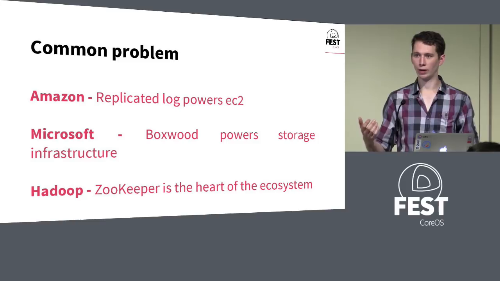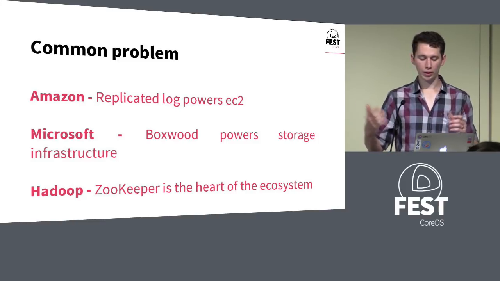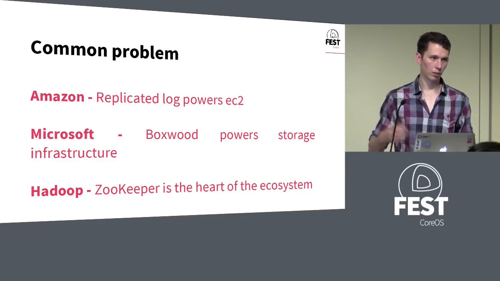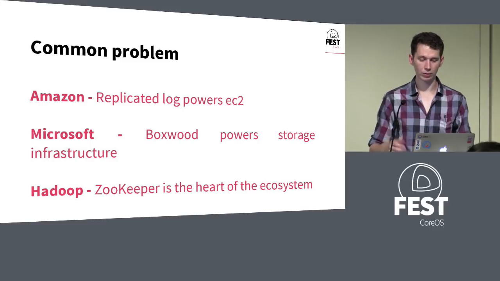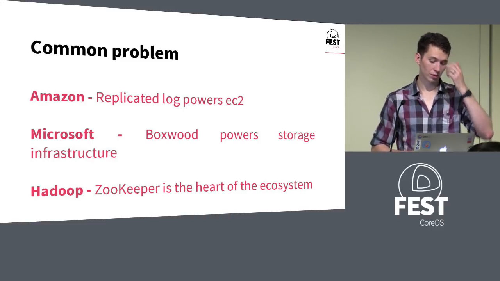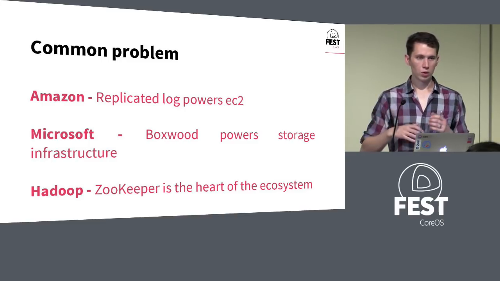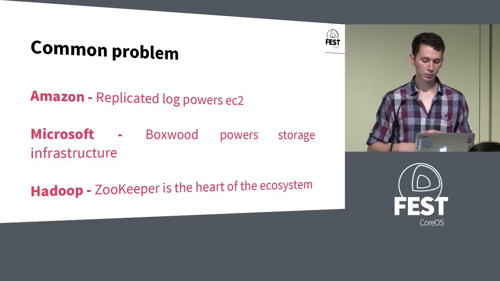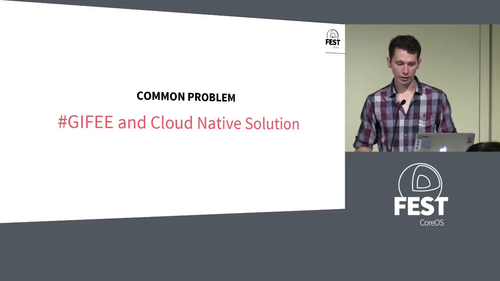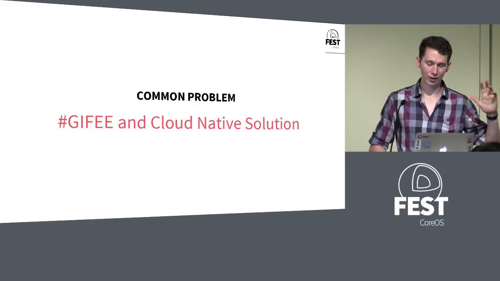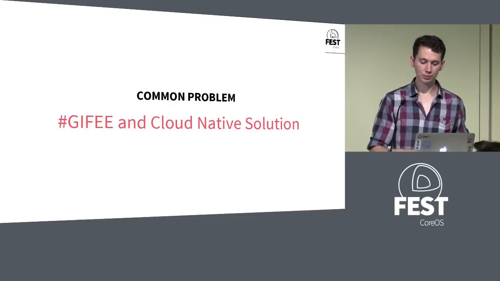And you see it in other large scale cloud native companies. So Amazon has a replicated log that powers EC2. Microsoft has this Boxwood internal product that powers their storage infrastructure. And the Hadoop ecosystem has Zookeeper, which is really the heart of everything in that ecosystem. And so it's a really common problem that there's really only a couple of open source solutions around. And so we built etcd because we felt like there needed to be a solution that took into consideration a lot of the needs of Google's infrastructure for everyone else, what's emerging as cloud native.